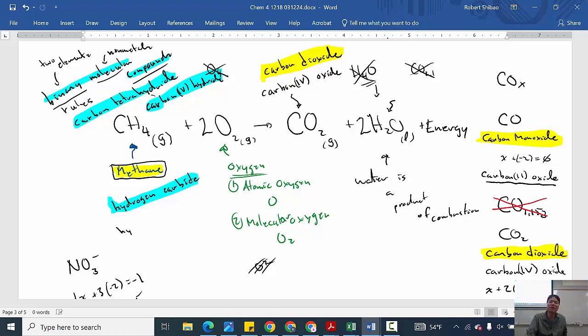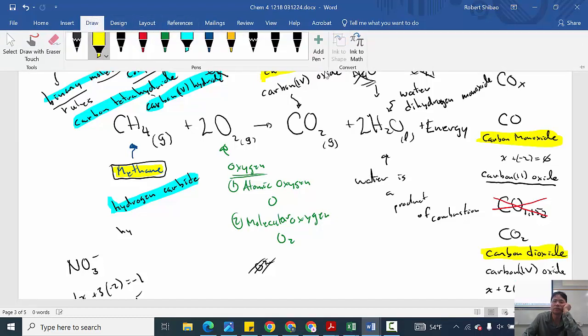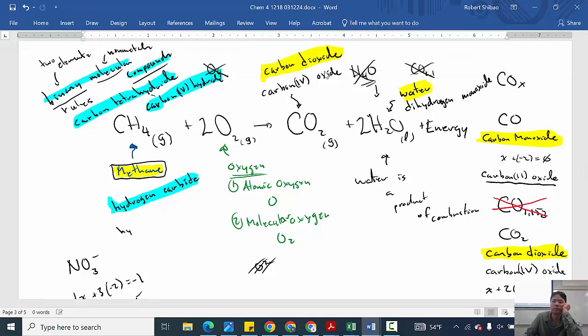This one we use the common name. The common name for this is water. However, is this a binary molecular compound? Yes. And so, according to the rules, we would name it dihydrogen monoxide. But nobody calls it dihydrogen monoxide. Everybody calls it water.